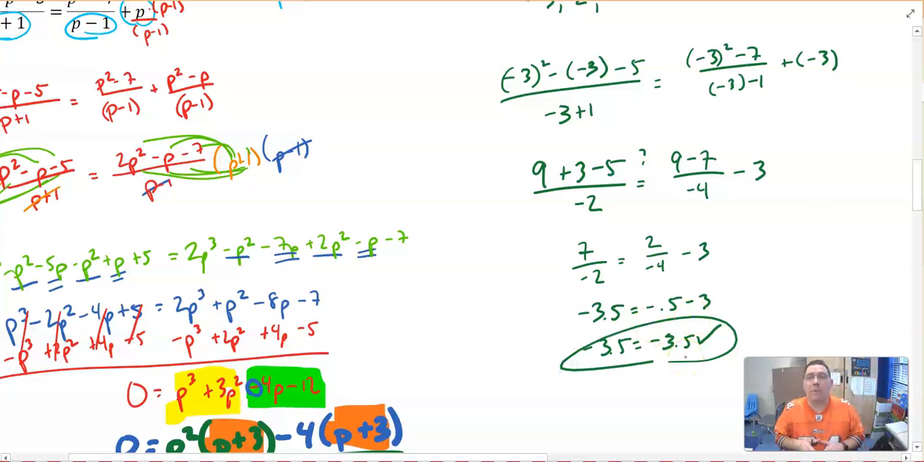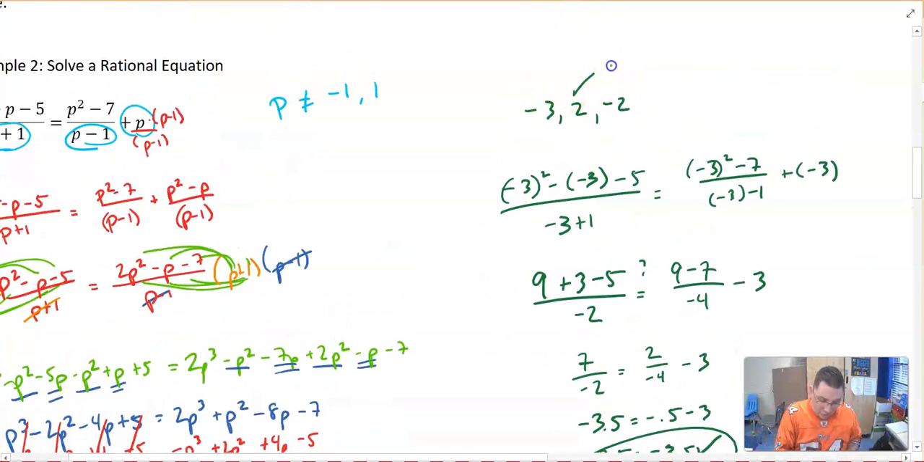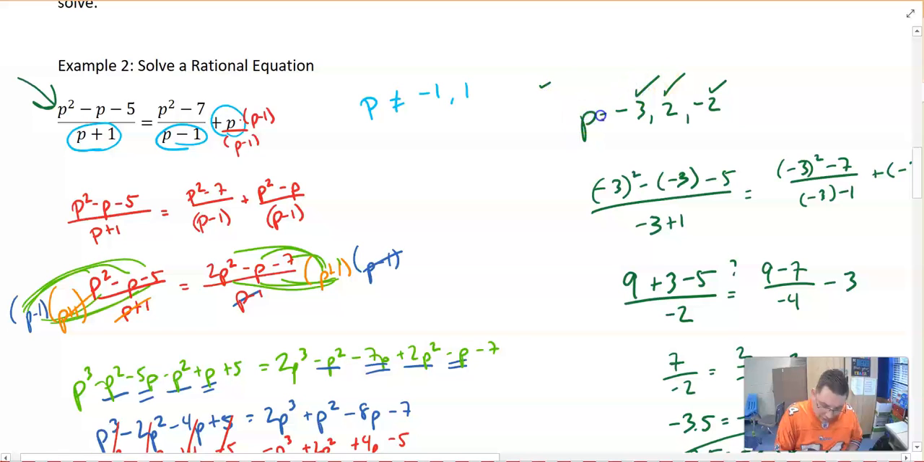So the first one checks out. And I will tell you that, again, I could take time and show you the other 2. But I will also tell you that the positive 2 checks out and the negative 2 checks out. So all 3 of these solutions do check out and are all solutions of this equation.